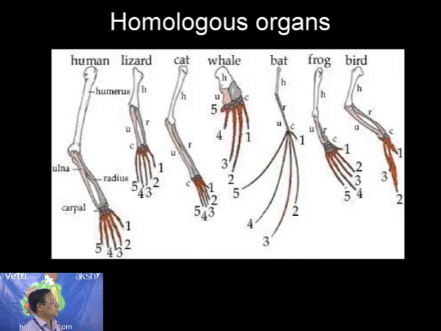Another figure shows the arrangement of bones in some more animals. See the first one, human, with the upper arm bone humerus. It shows the humerus, radius, ulna, the carpals, metacarpals, and phalanges. In humans, it is used for multiple purposes. In a lizard, it is for crawling. In the cat, it is used for walking. In the whale, it is used for swimming. The bat uses it for flight, the frog for hopping on land, and the bird also for flight. So the same basic structure with slight modifications.